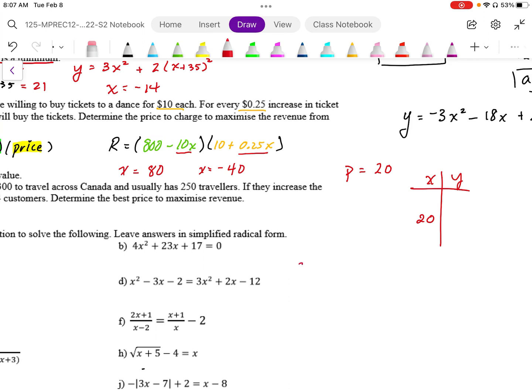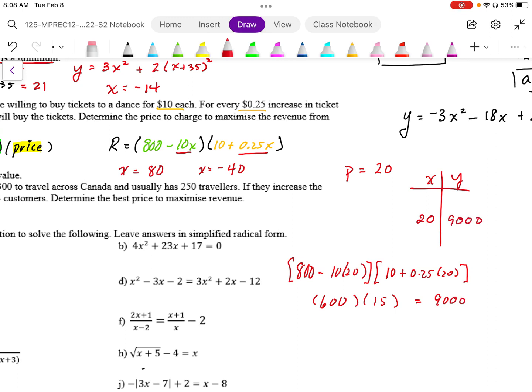I'm just going to do it off to the side here. So I get 800 minus 10 times 20. That's going to be 600. And then I have $10 plus 20 increases of 25 cents. That ends up being $5, so the price is $15. So we end up with 600 people times $15 per ticket, so I get $9,000 as my maximum revenue.